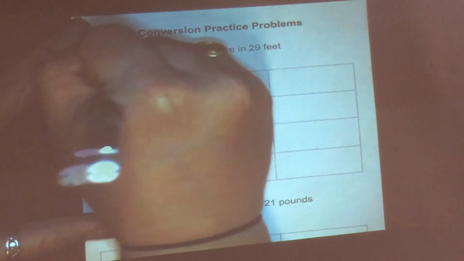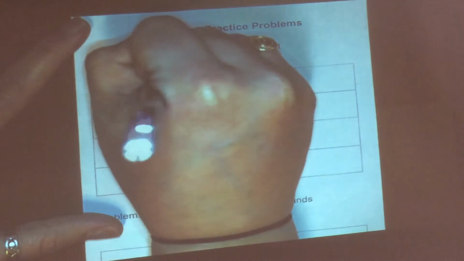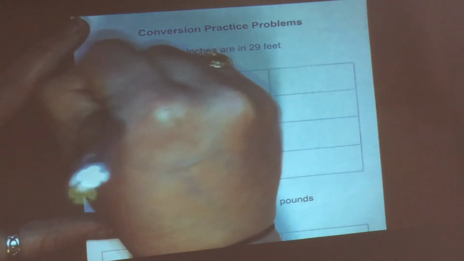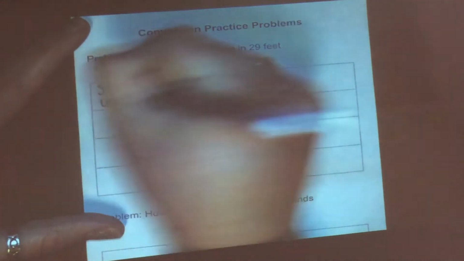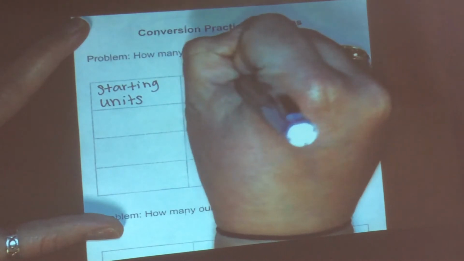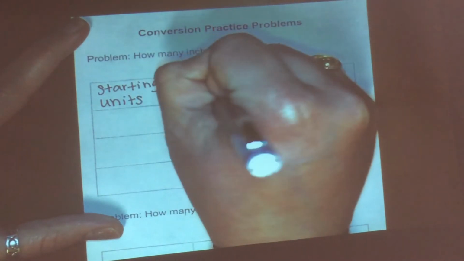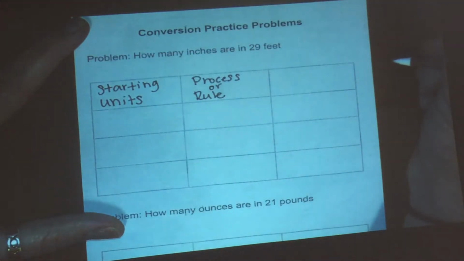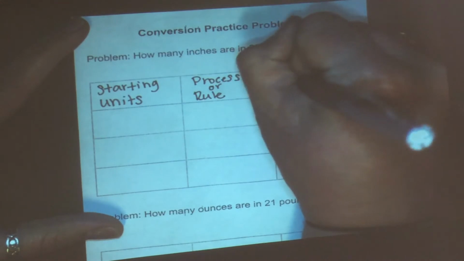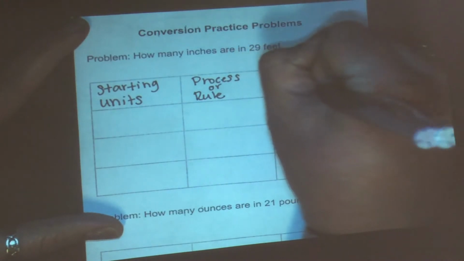Starting units. And we can just call that S unit, right? Yes, you understand what S means. So starting units, process. If you don't have from, can you just write rule? That's fine. And ending units.